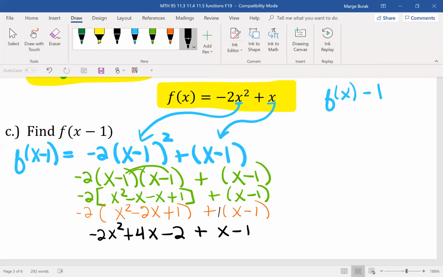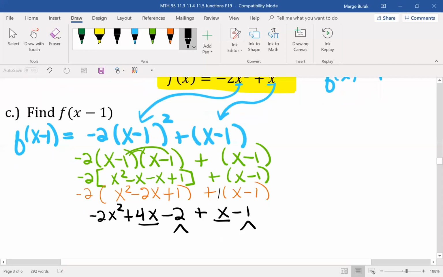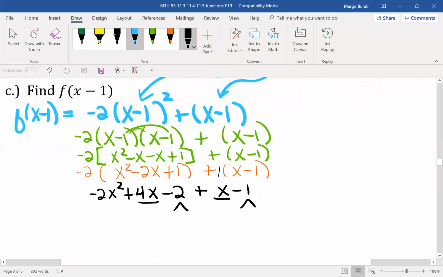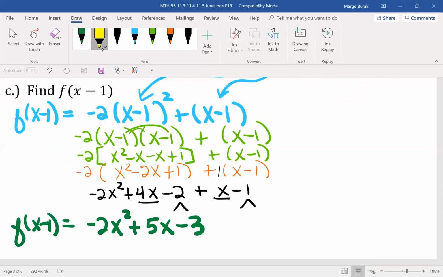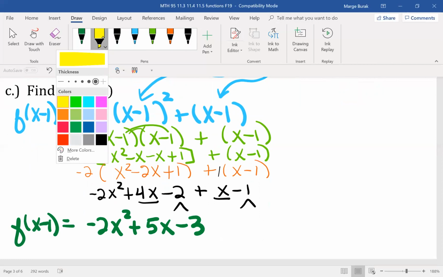And finally, I'm going to combine my like terms. There's 2 of them, and there's 2 of them. And that could be my final answer. Negative 2x squared, 4x and 1, that's 5x, and minus 2 minus 1 is negative 3. Woo, so f of x minus 1 turned out to be this answer right here.